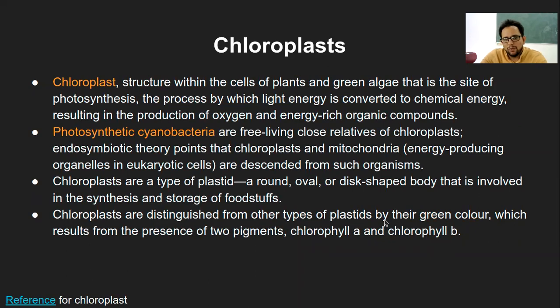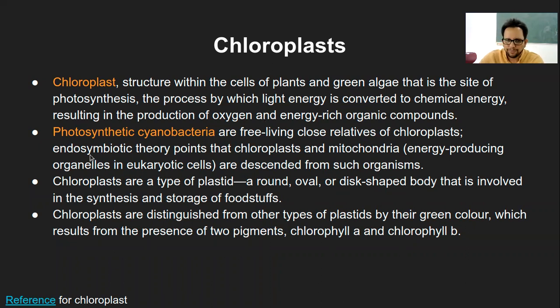Okay, now this should be a totally new topic to you all, which is the structure of the chloroplast. The chloroplast is within the cells of the plant and the green algae, of course. It is the site of photosynthesis, in which light energy is converted into chemical energy, resulting ultimately in the energy-rich organic compound, which is nothing but glucose, and of course oxygen. Now, photosynthetic cyanobacteria are free-living close relatives of the chloroplast. Close relatives in the sense that they sometimes occur together and are also evolutionarily conserved and so on.